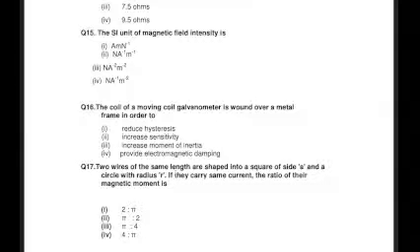Question number 17. Two wires of the same length are shaped into a square of side a and a circle with radius r. If they carry the same current, the ratio of their magnetic moments is 1. 2 is to pi, 2. pi is to 2, 3. pi is to 4, 4. 4 is to pi. Correct. The answer is pi is to 4.